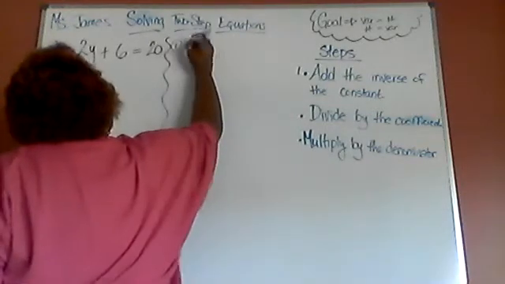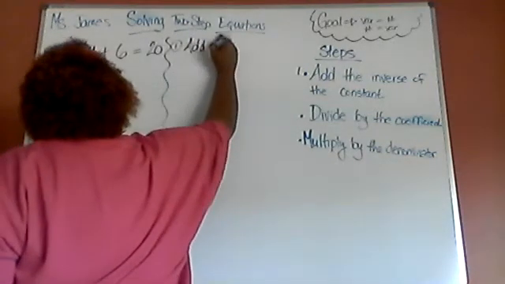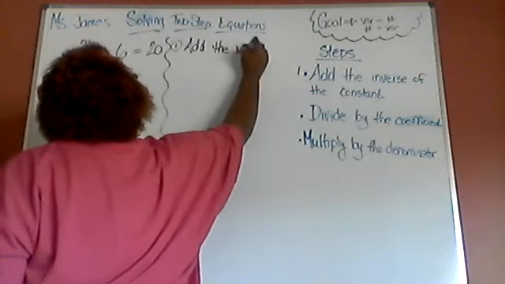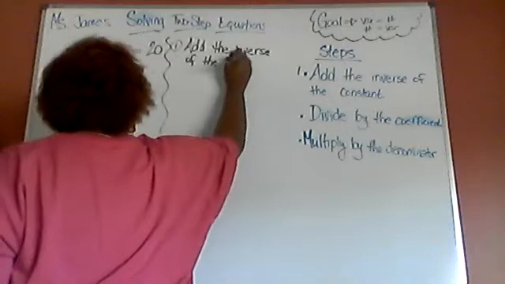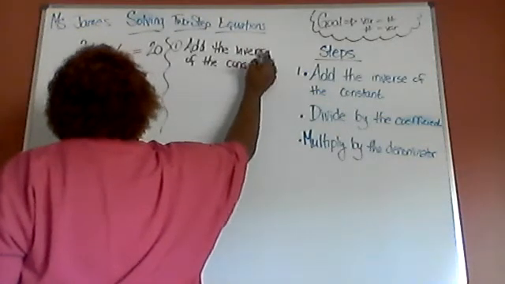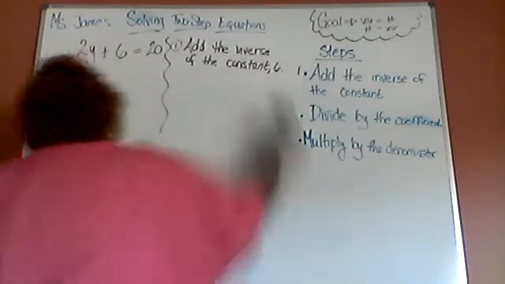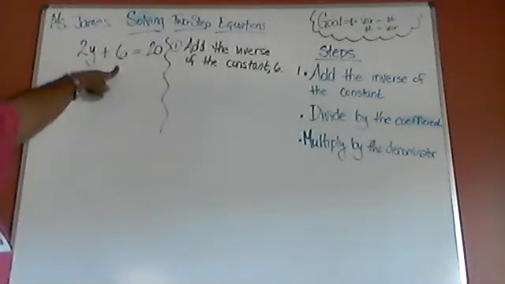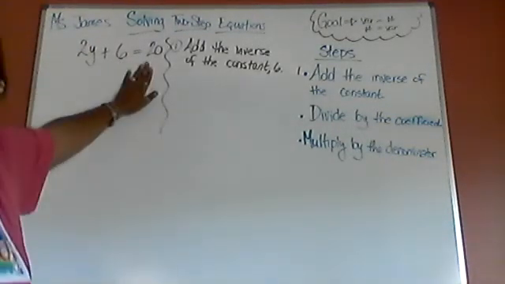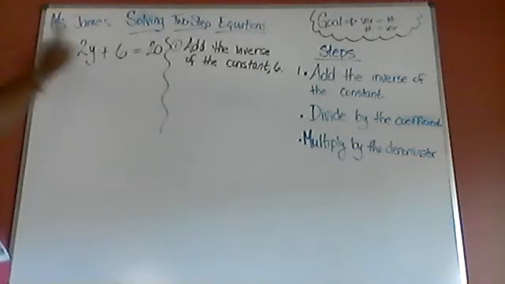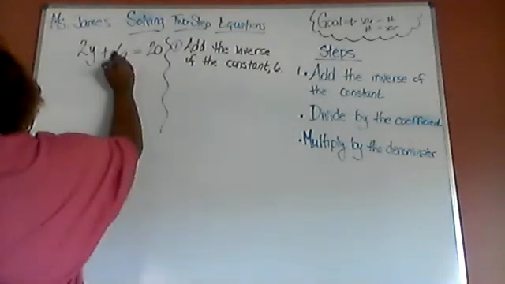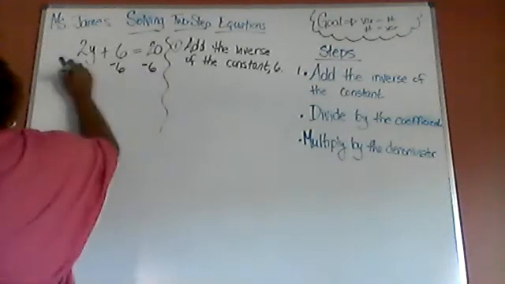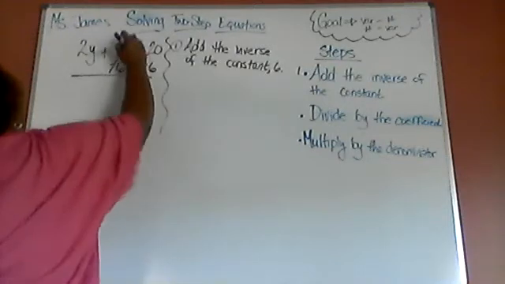So step 1 is add the inverse of the constant. And in this situation, what is the constant? The constant in this situation is 6, because we want to get rid of the 6. We're not trying to get rid of the 20. We want to get rid of the 6 and we want to get rid of the 2. So we're going to add the inverse of the 6. The inverse of 6 is negative 6. So we have 6 plus negative 6. That is a 0 pair.